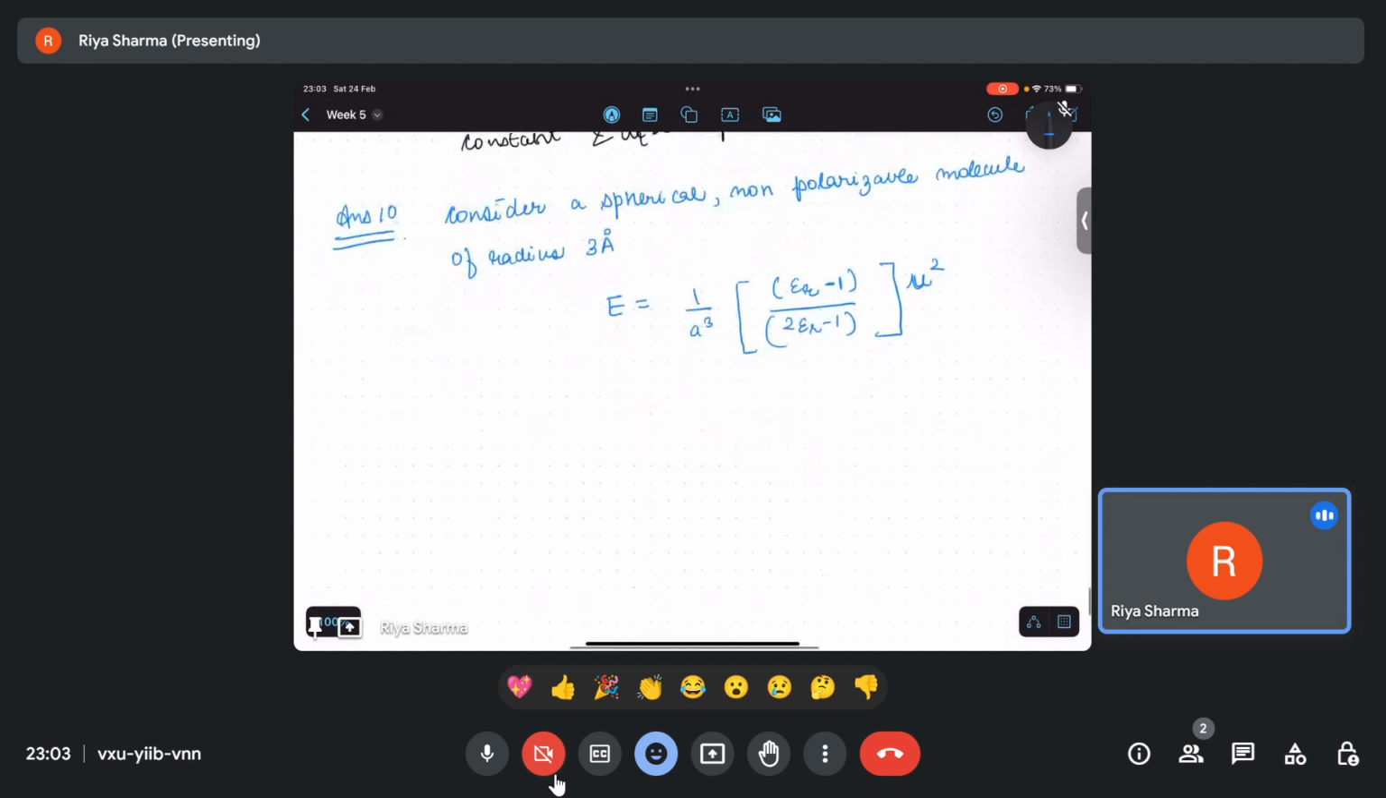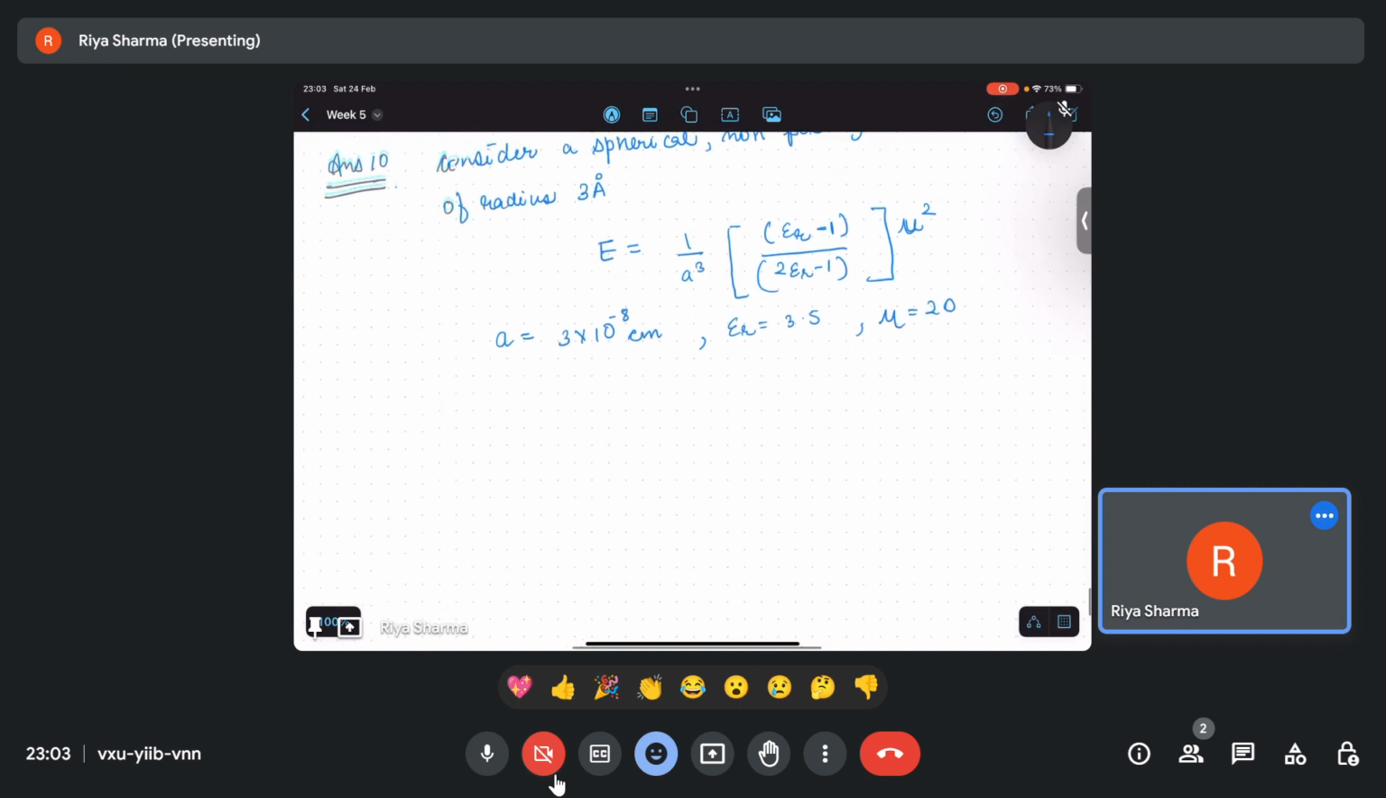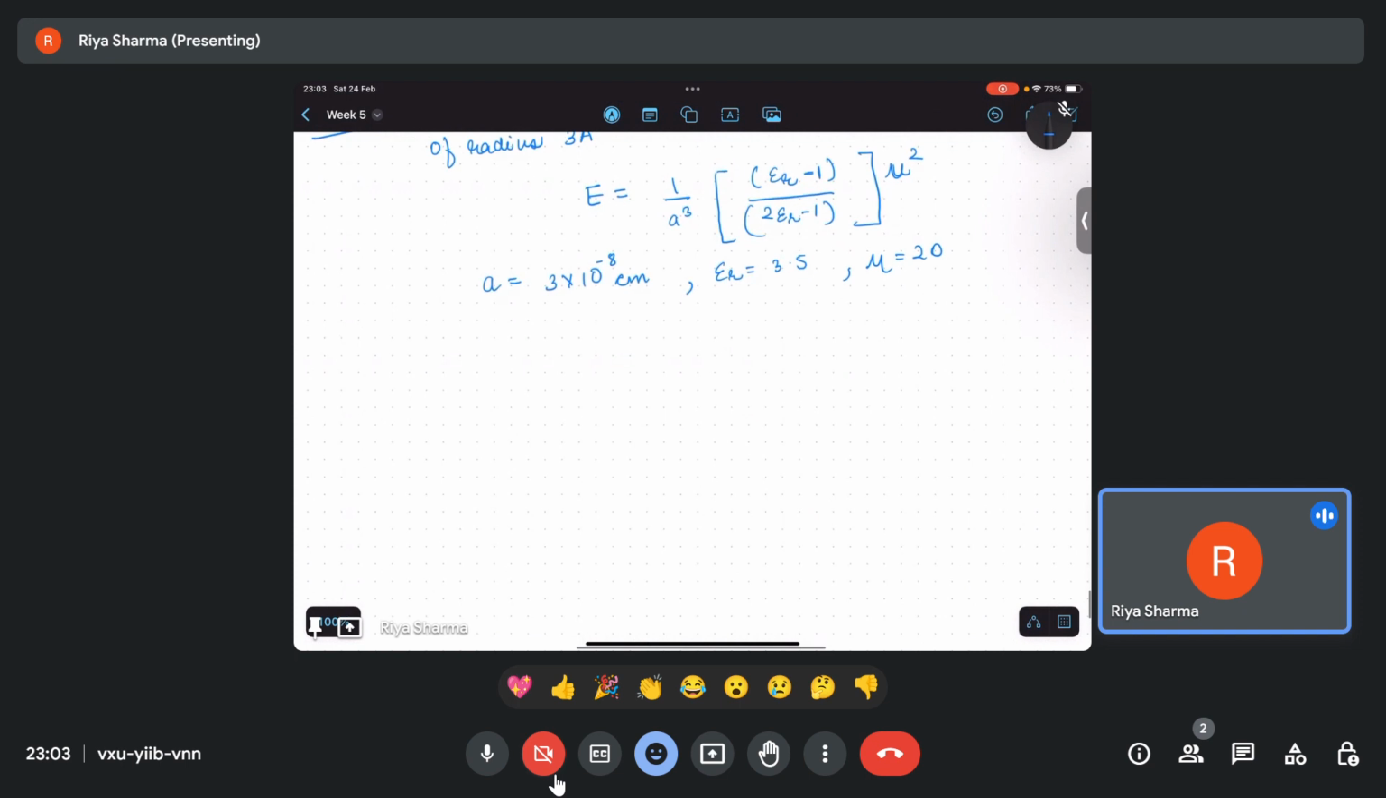Where A value is equal to 8 centimeter, epsilon r is equal to 3.5 and mu is equal to 20. E is equal to 4.61 into 10 raised to power minus 21 joule per molecule.